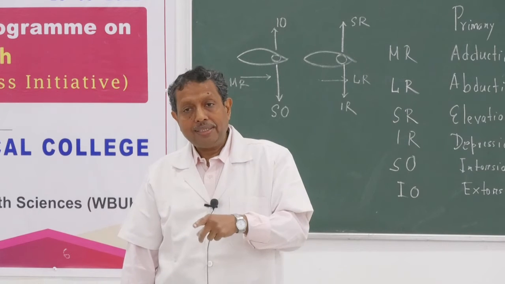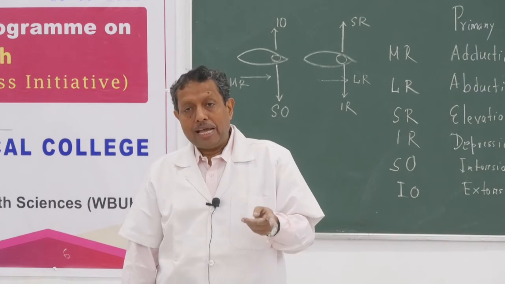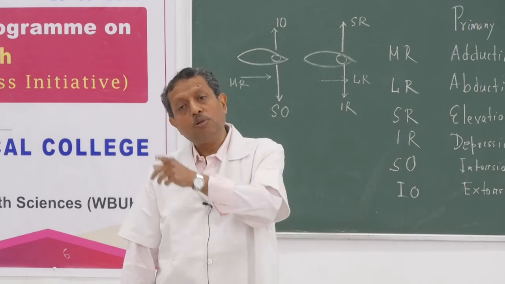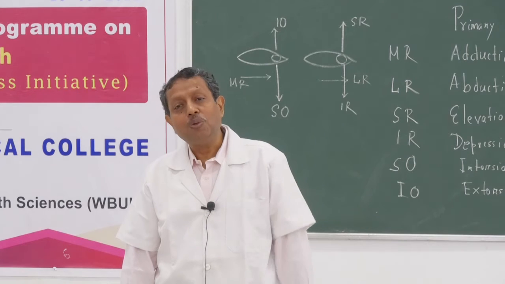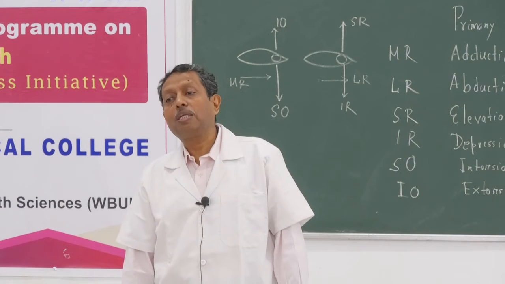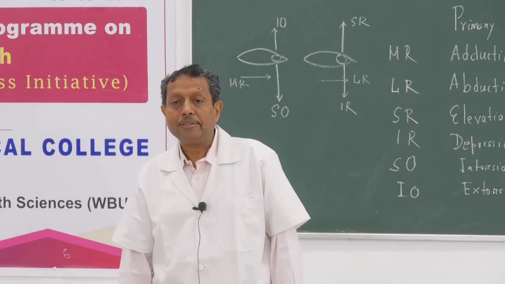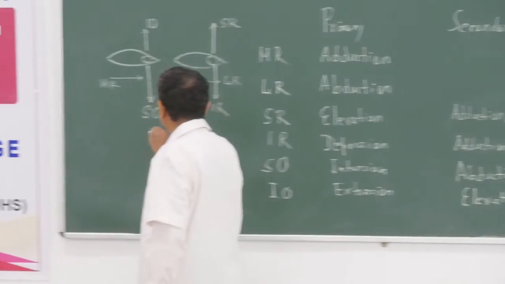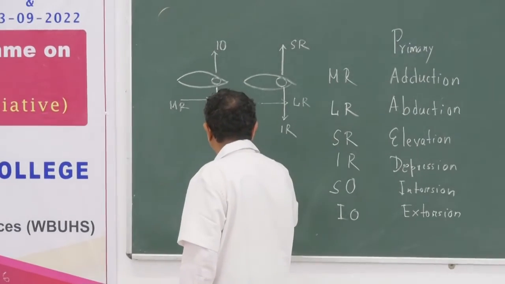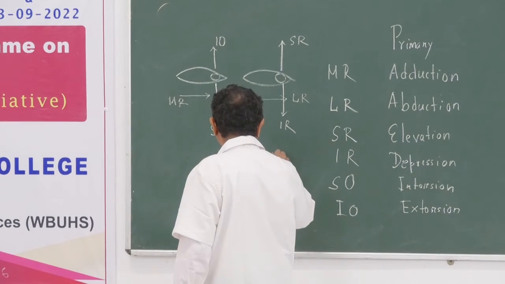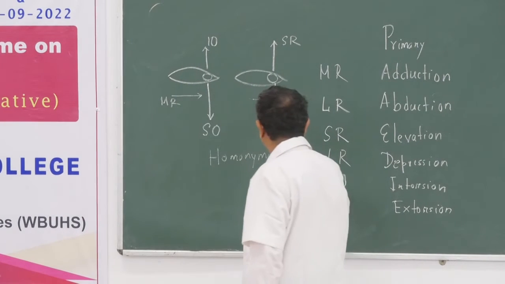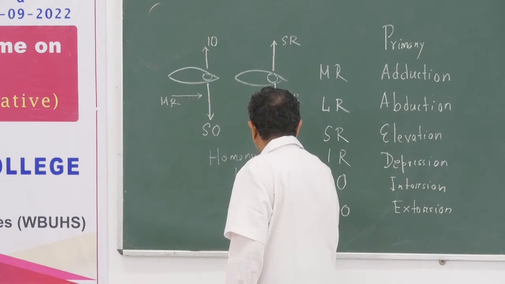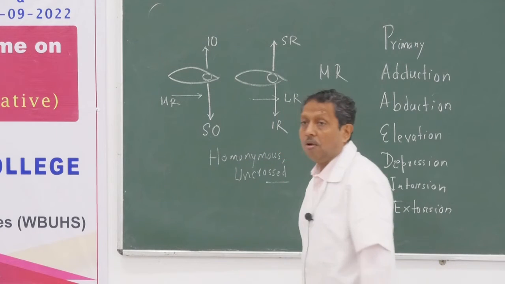One belongs to the right eye and one belongs to the left eye. And whether it is true or false, the right image is due to the right eye and the left image is due to the left eye. So it is called uncrossed diplopia or homonymous diplopia. Homonymous diplopia, uncrossed diplopia.